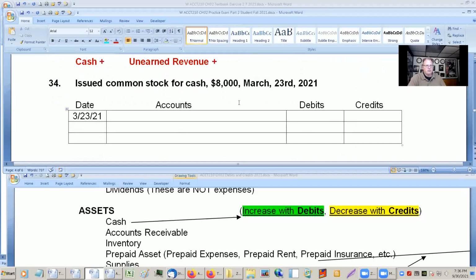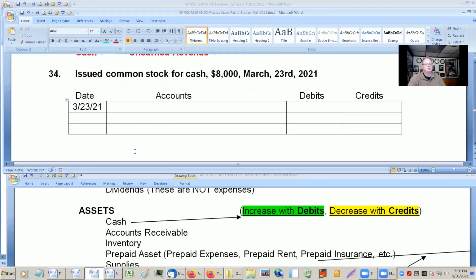Okay, issued common stock for cash. Now, issued is the same as sold. So when you say issue, I agree with you, because I realize I put this there. But issued is the same thing as sold. So when they say issued stock, cash and common stock. Yes and yes.